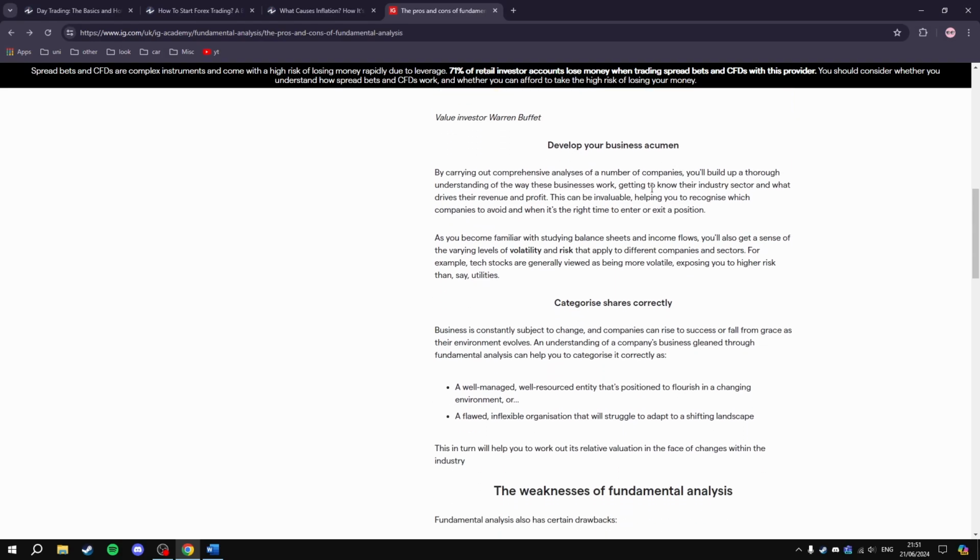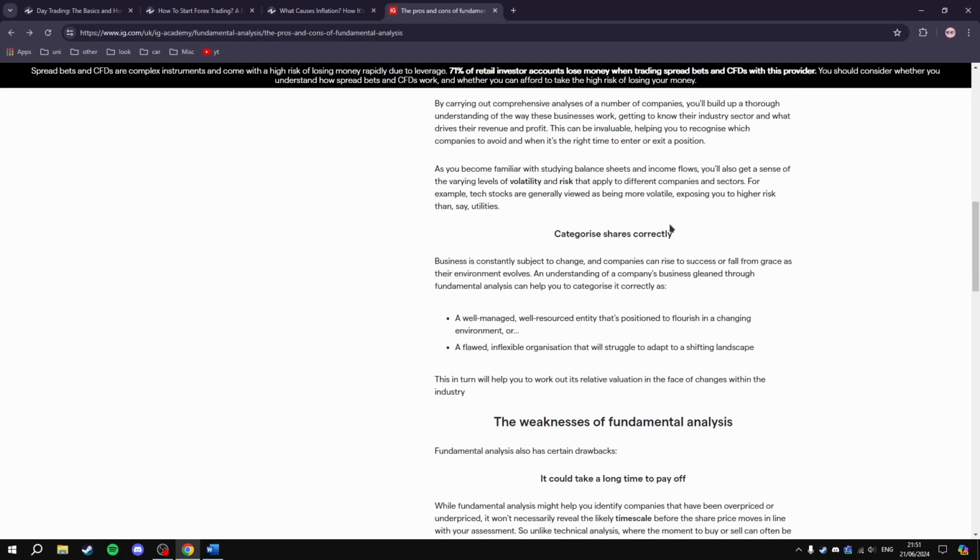It can also help you develop your business acumen. By carrying out a comprehensive analysis of a number of companies, you'll build up a thorough understanding of the way these businesses work, getting to know their industry sector and what drives their revenue and profit. This can be invaluable as it helps you recognize which companies to avoid and when it's the right time to enter or exit a position.